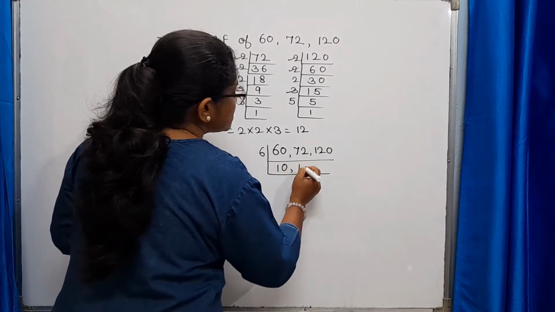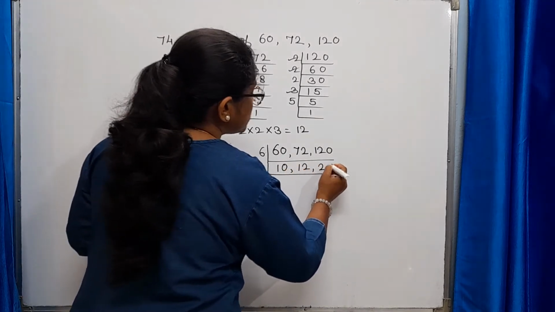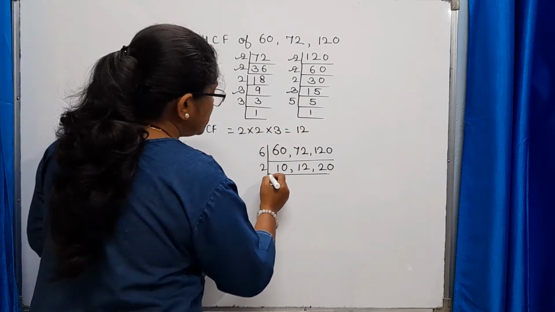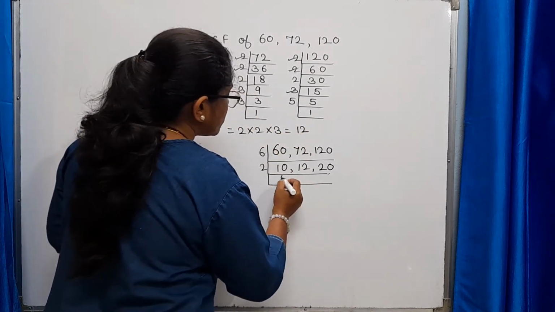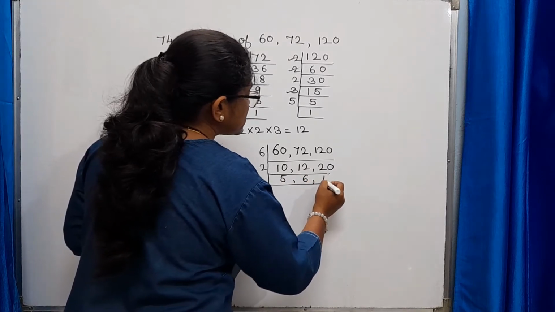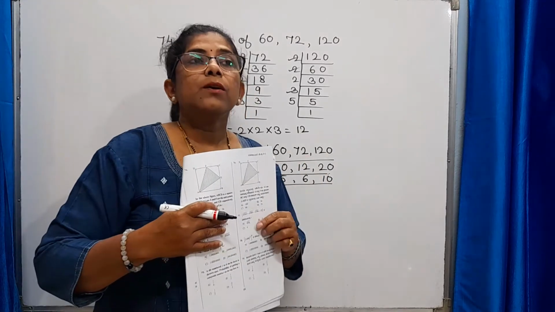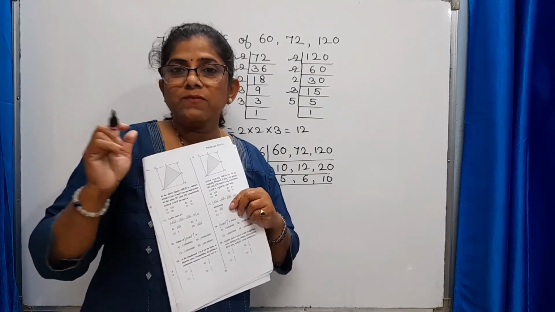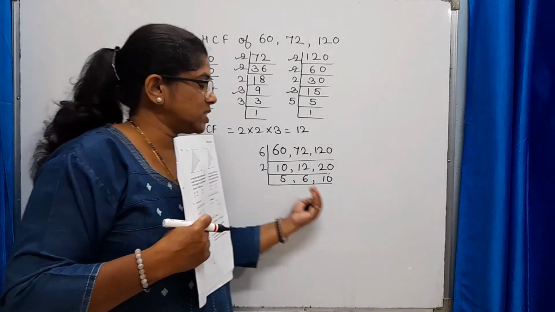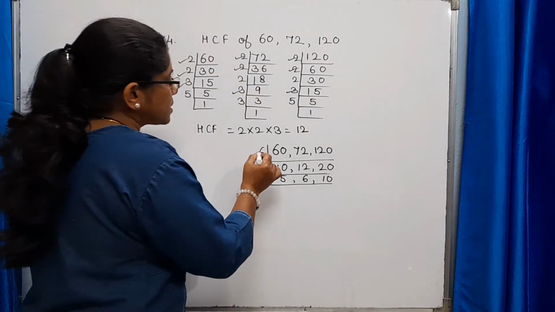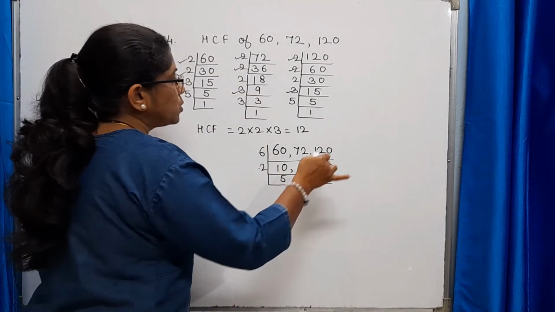6 tens are, 6 12s are, 6 20s are. Now 10, 12 and 20. We can still divide it by 2. 5, 6 and 10. Now here the remaining numbers are 5, 6 and 10. We don't have any common factor in 5, 6 and 10. Means we cannot divide this 5, 6 and 10 commonly by any other number. So our HCF is 6 into 2, that is 12.